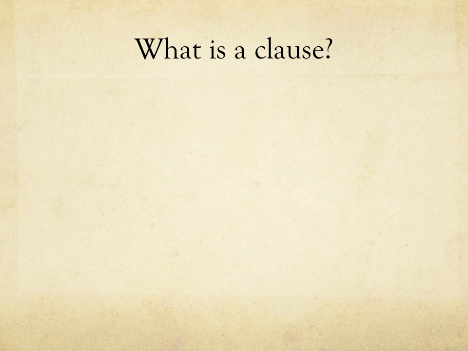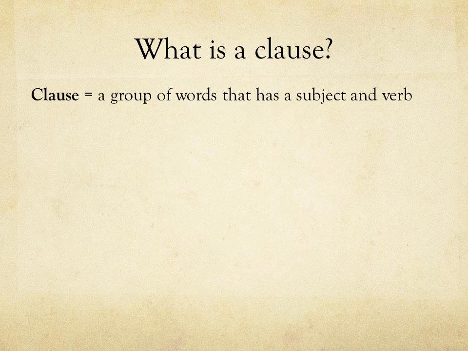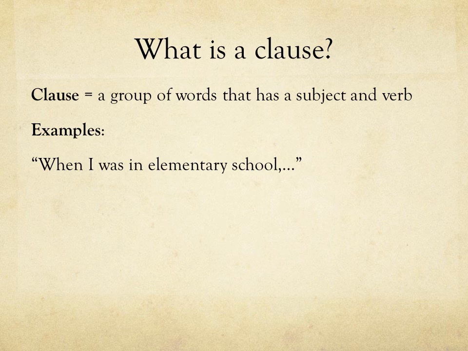First, let's review what we know about a clause. In general, we can say a clause is a group of words that has a subject and a verb. Here's an example. When I was in elementary school. We're going to call this a time clause. When I was in elementary school lets you know the time the person is talking about.